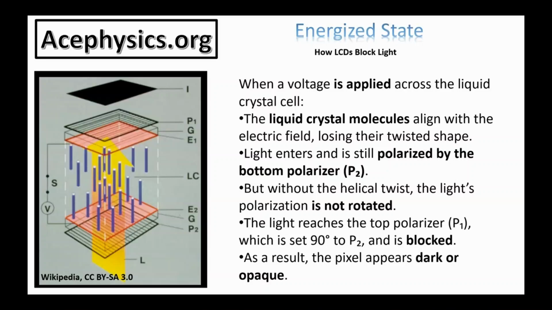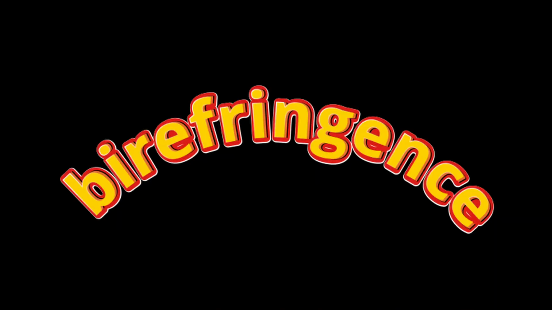When the liquid crystal molecules are twisted, they gradually rotate the light's polarization as it travels through, because their orientation changes along the path. But when the molecules are aligned straight by the electric field, there's no variation in direction, so the light polarization stays the same. The straight molecules act like a passive medium, not twisting the light as it travels. As a result, the light reaches the top polarizer in the same orientation it entered.